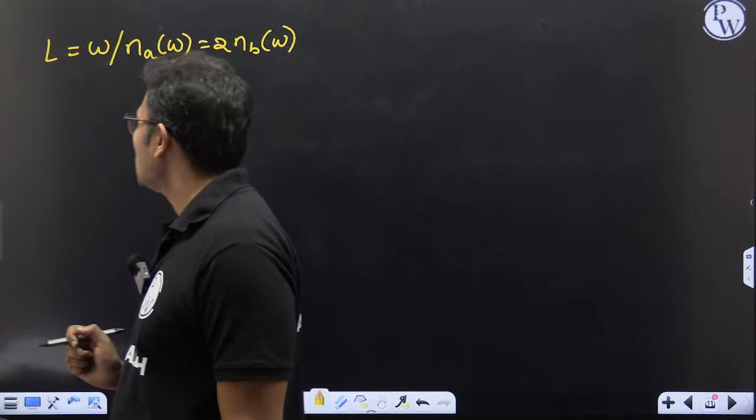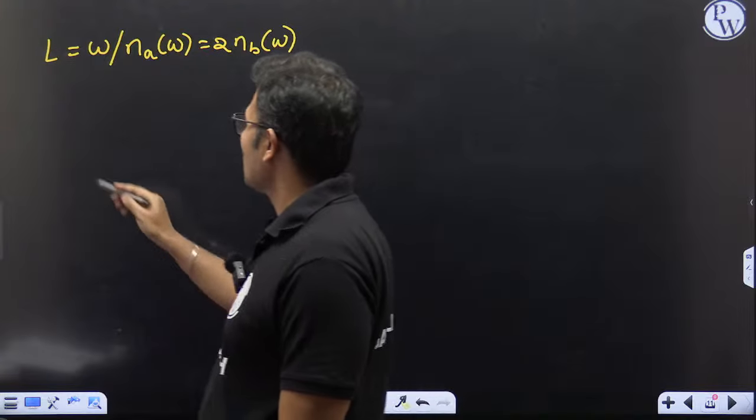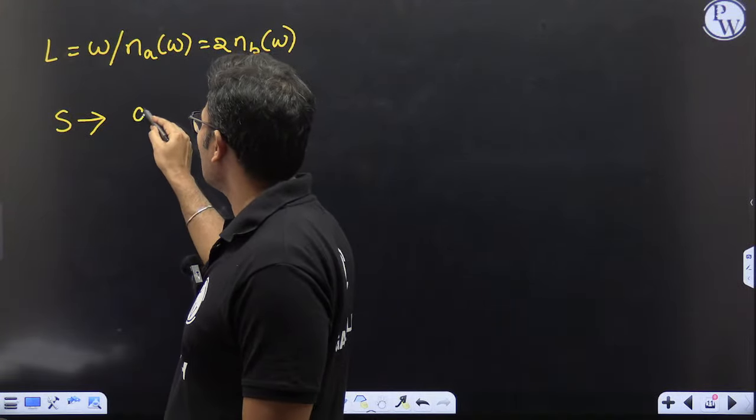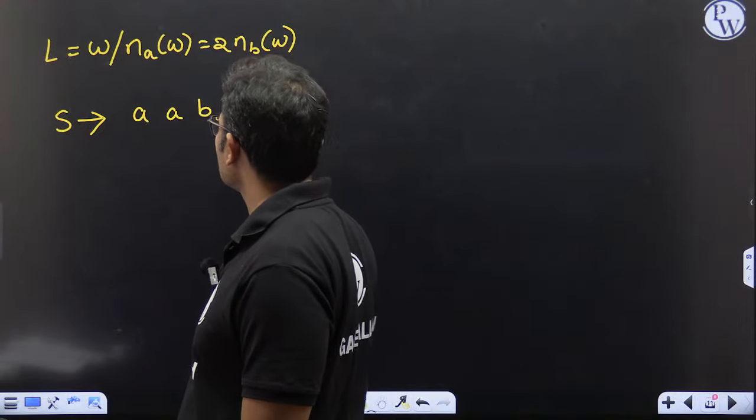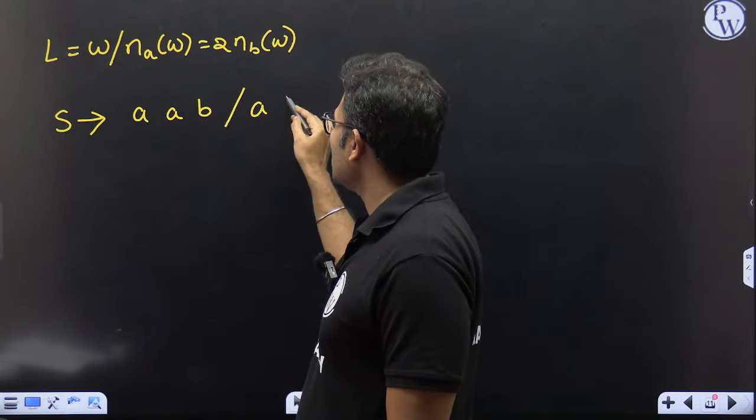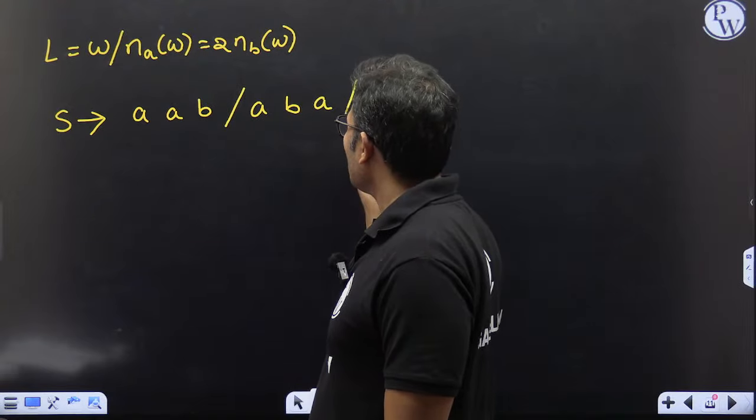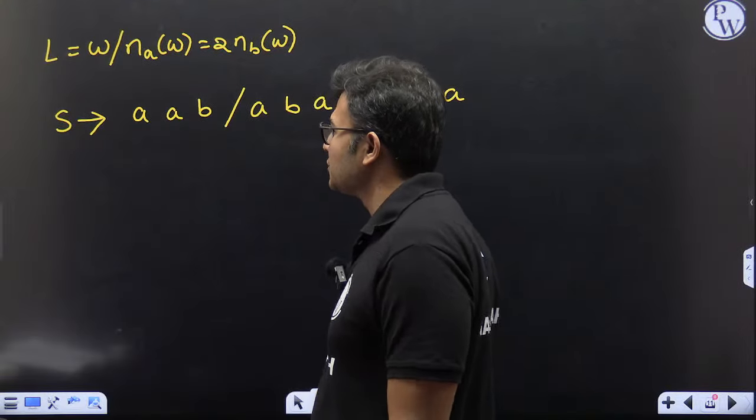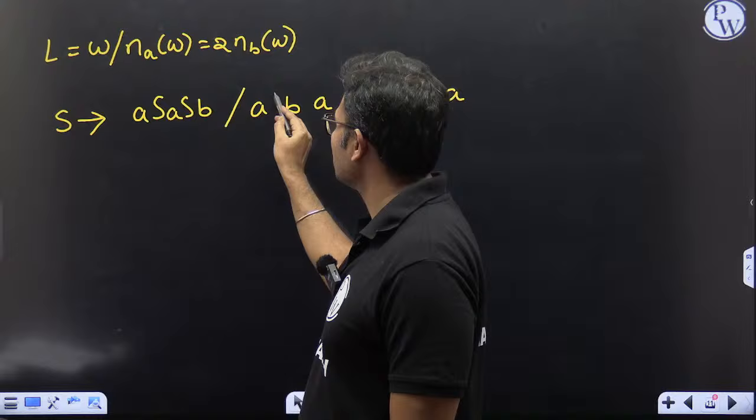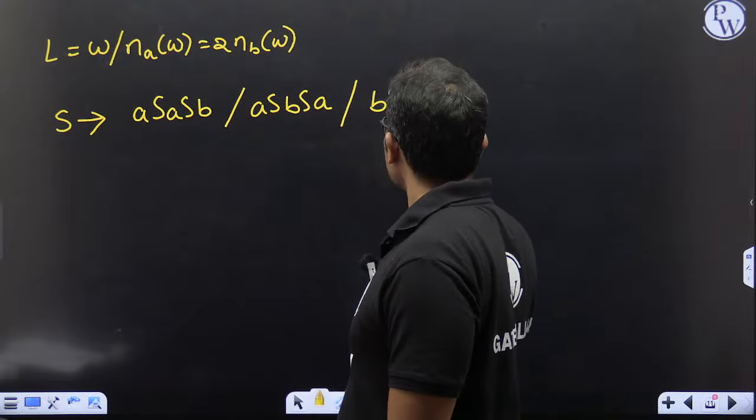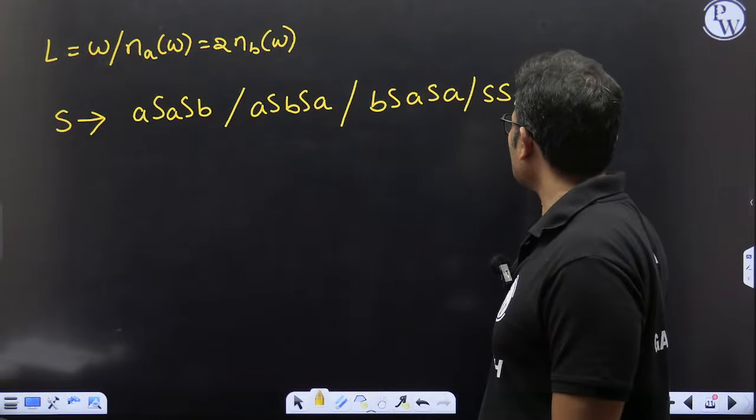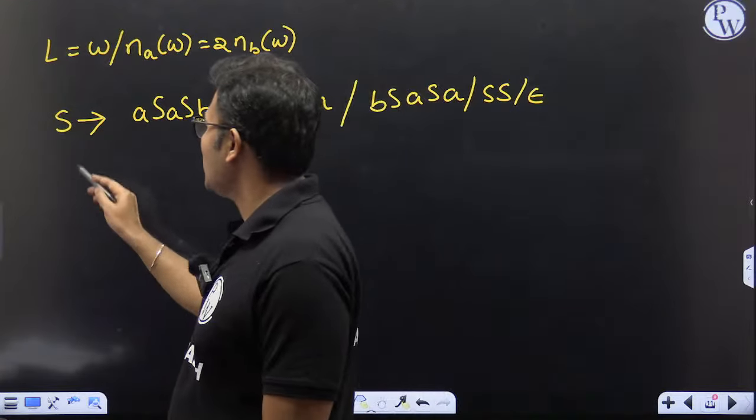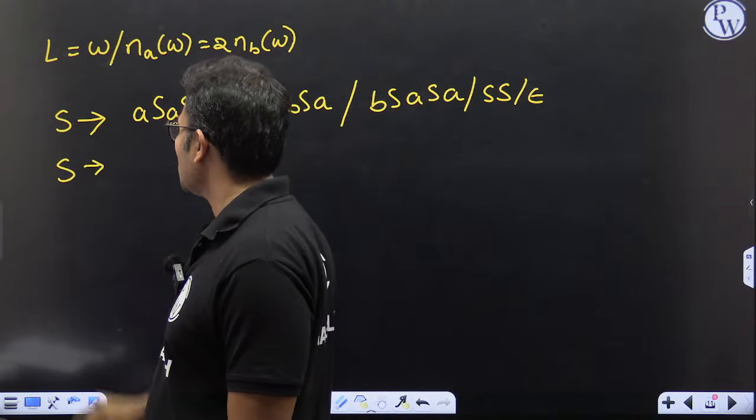Okay. So take the smallest strings. What are the smallest strings such that the number of A's is equal to 2 times the number of B's? One is AAB, the other is ABA, and the other is BAA. You will get 3 smallest strings. Now you put S in between, and then you write SS or epsilon. Or you can put S in the beginning instead of SS.